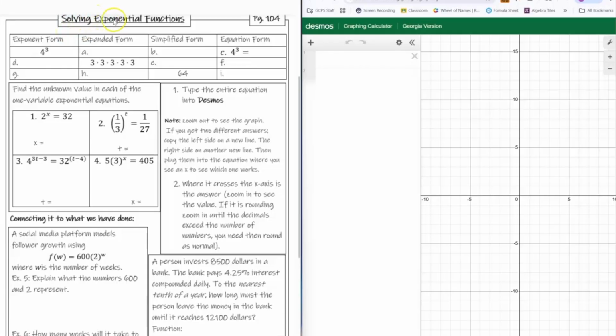Let's take a look at how to solve exponential functions. Technically, we've been doing this. Anytime you press enter, enter, enter on the table, you're actually solving an exponential function. But today we're also going to cover what happens if you have decimals. So let's introduce some basics from middle school.